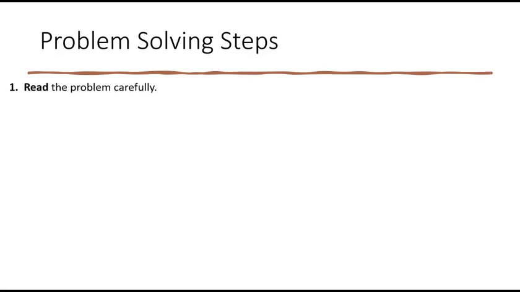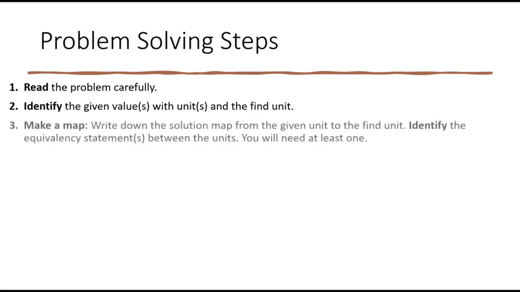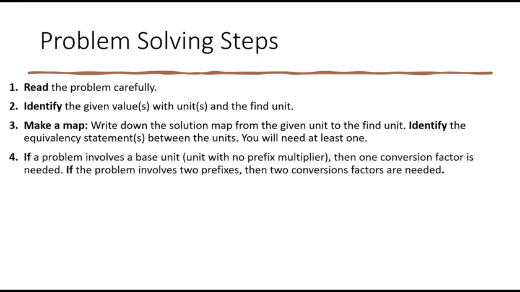Problem solving steps. Number 1, read the problem carefully. 2, identify the given values with units and the find unit. 3, make a map. Write down the solution map from the given unit to the find unit. Identify the equivalency statements between the units, or how the units are related. You will need at least one. If a problem involves a base unit, which is a unit with no prefix multiplier, then one conversion factor is needed. If the problem involves two prefixes, then usually two conversion factors are needed.